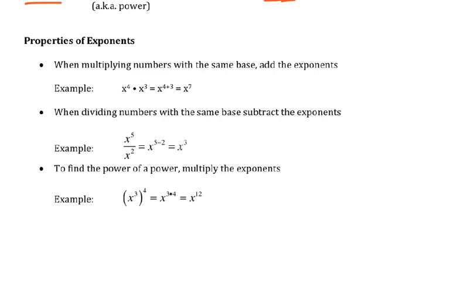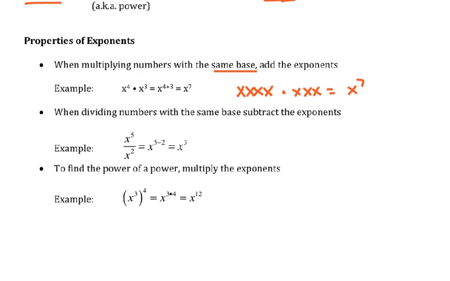So the first one, when multiplying numbers with the same base, you would add the exponents. For example, x to the 4th power, if I write this out in expanded form, times x to the 3rd, then that's going to be x to the, you've got 4 and then you've got 3, and so that's going to be 7. You can remember that, or you can write it out.